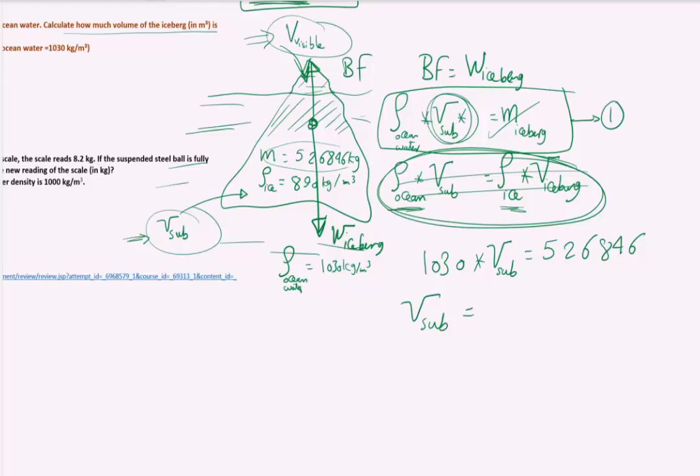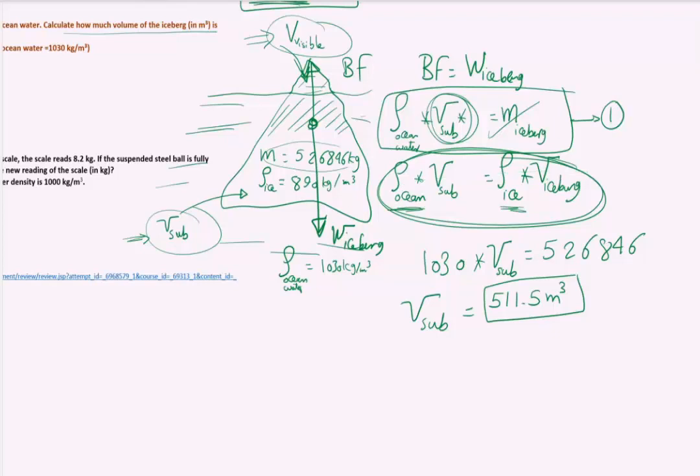So V submerged equals, let's do it, 526846 divided by 1030. So that's 511.5 cubic meters. So this is the submerged volume of the iceberg. We need the what?